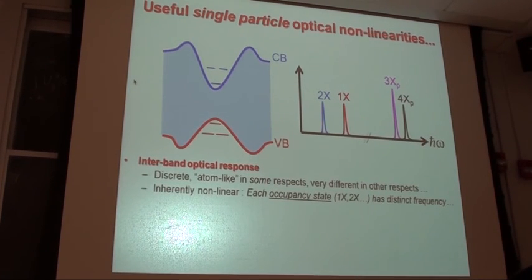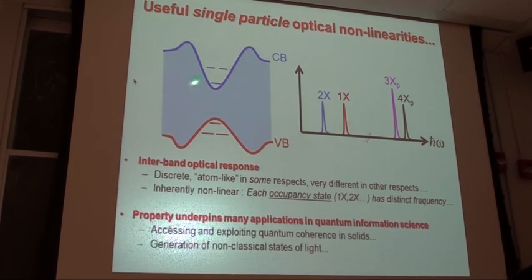And it's this property, which is coming from Coulomb interactions, which allow us to treat, for example, this single exciton as a 2-level system. 2 levels, the vacuum state, the empty quantum dot, and 1 electron hole pair in the system. And it's this property which actually underpins a lot of the interesting physics you can do with this type of nanostructure, for example, generation of non-classical states of light, and as I'll show you today, accessing and exploiting quantum coherence in this type of system.